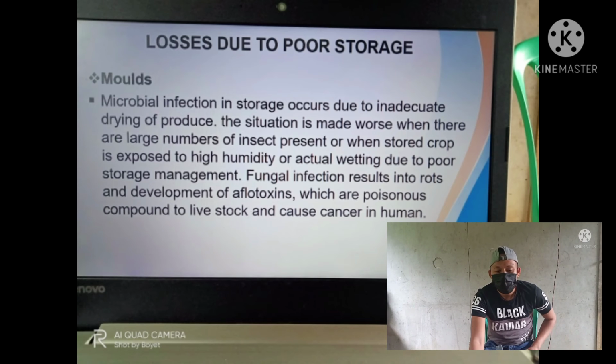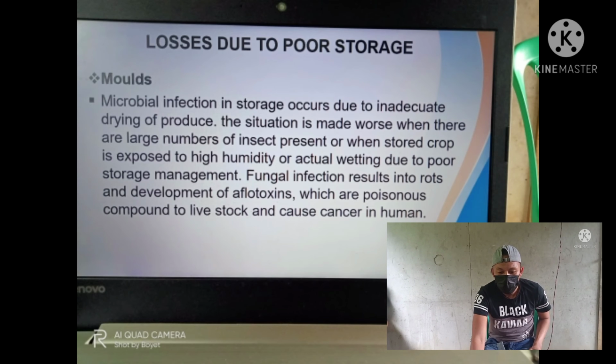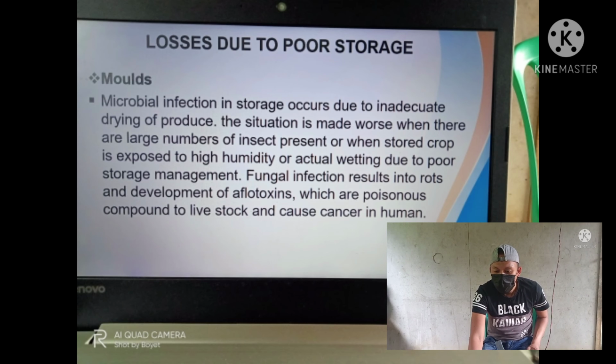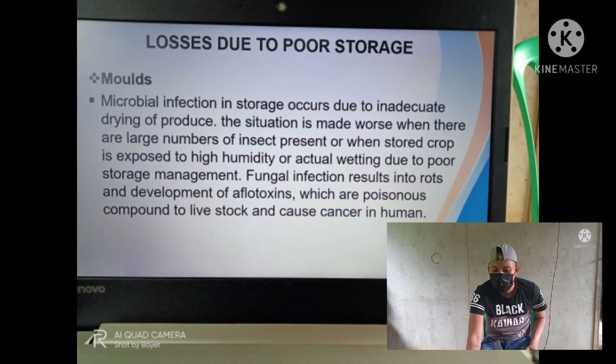Molds. Microbial infection in storage occurs due to inadequate drying of produce. The situation is made worse when there are large numbers of insects present or when the stored crop is exposed to high humidity or actual wetting due to poor storage management. Fungal infection results in rots and development of aflatoxins, which are poisonous compounds to livestock and cause cancer in humans.